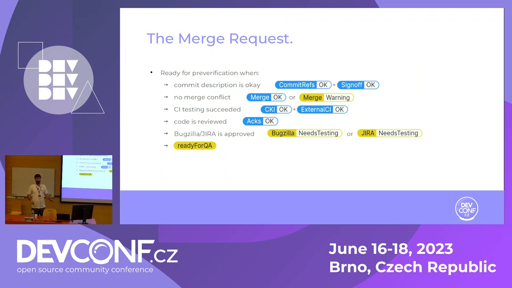And when it's reviewed and everything is ready, the merge request is ready for QE testing. That means you get all of these labels in the OK or warning state at worst. So your commit description is OK, there are no merge conflicts, the CI testing succeeded, and all the approvals were given, all the needed reviews were done. Then Bugzilla and Jira are in the prepared for testing state, and you get ready for QA.